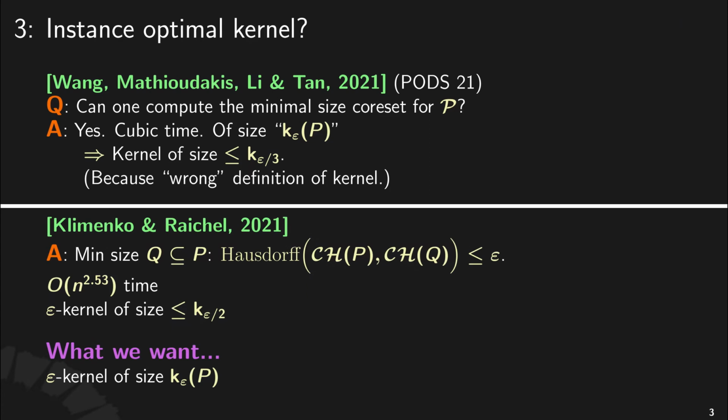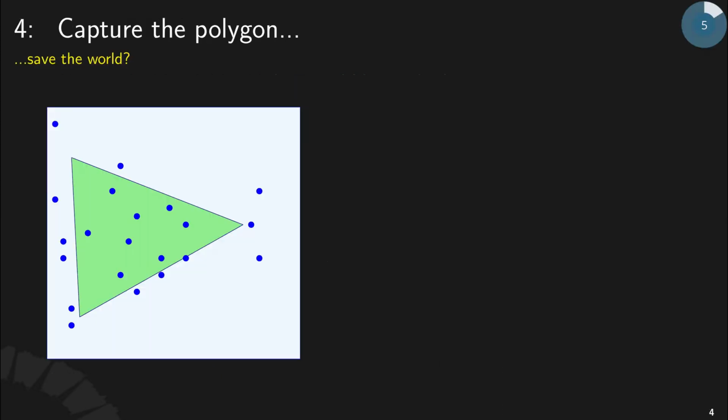In the follow-up work, Klimenko and Reichel improved the running time to being sub-cubic, and their approximation was better. It corresponded to the optimal coreset with parameter epsilon over 2. And of course, what we want is the real kernel of size epsilon, right? And when do we want it? We want it now, which means with a fast algorithm, near linear if possible.